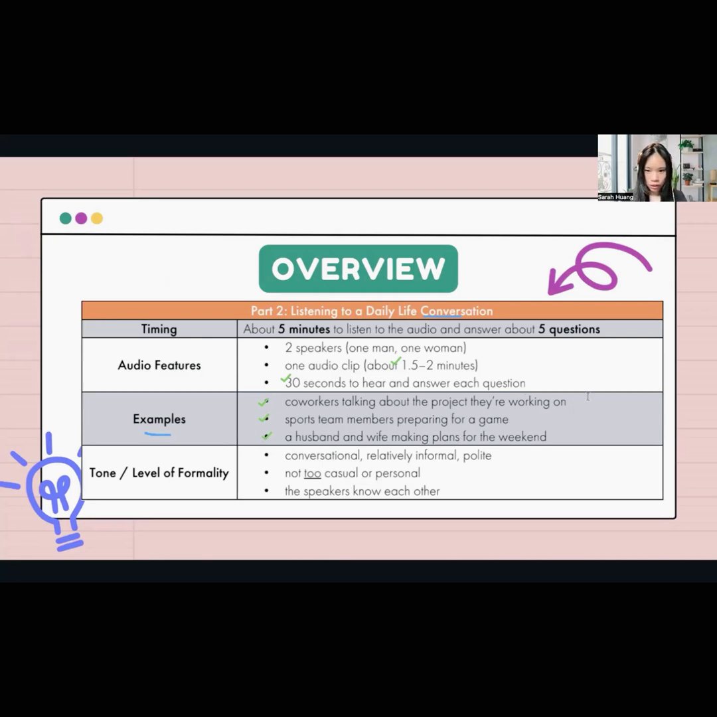It could be at work, in leisure activities, or at home. So these are conversations you might encounter in daily life situations. The level of formality is conversational, informal, but polite. Not too casual or personal. At work, it's not that casual, not too personal. Sports team members are people that you just met, so you can't be too casual or too personal. Or at home. And the speakers know each other. We don't know how well they know each other, but the speakers know each other.